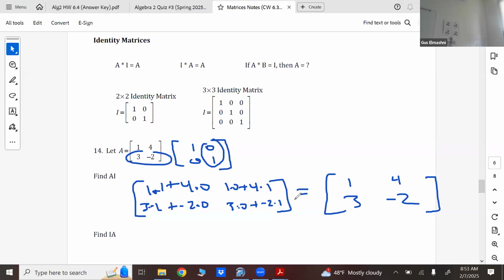So what's happening here? Did this change at all? No. Nope. So that's why it's called the identity matrix. It maintains its identity after the multiplication process. The identity of the matrix does not change.